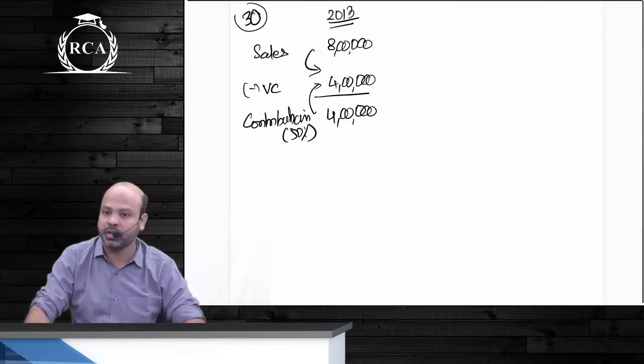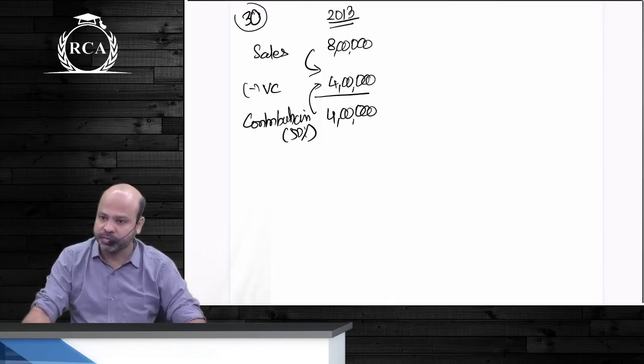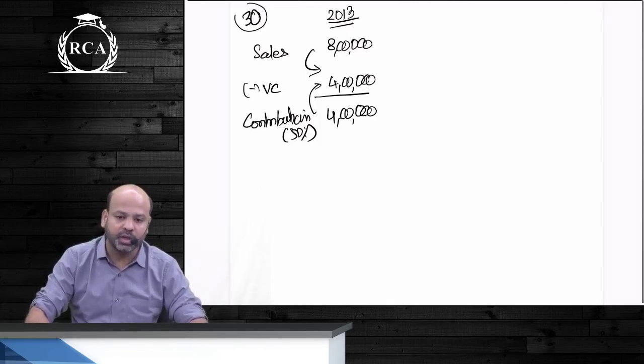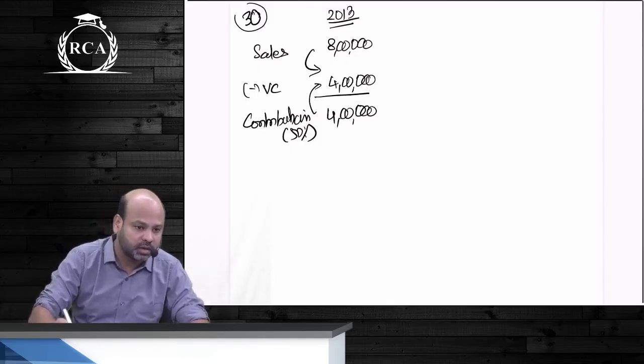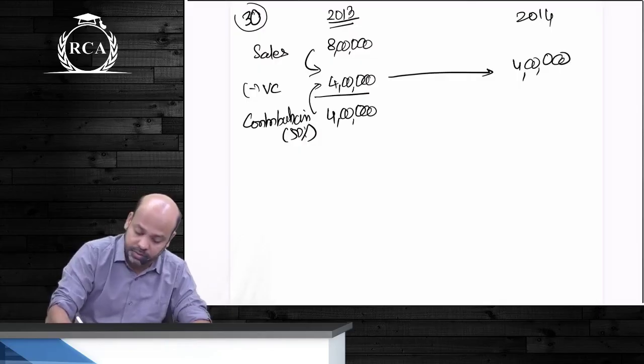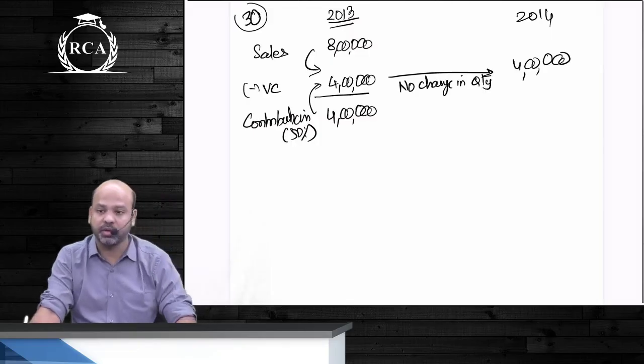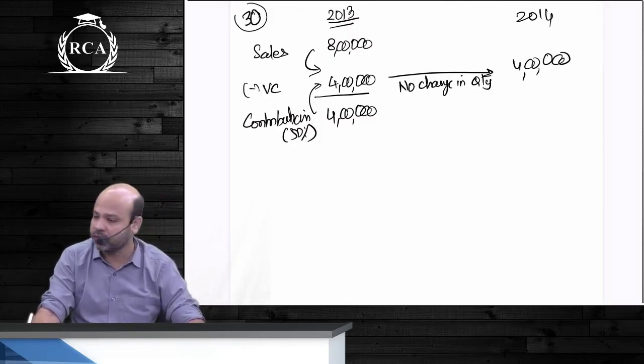We know that the total sales quantity is same in the next year. So that is your hint. Using that, you will be able to arrive at the total amount of variable cost for the next year. This itself should be your total variable cost for the next year. Why? No change in quantity. Because there is no change in quantity, total variable cost is going to remain constant.